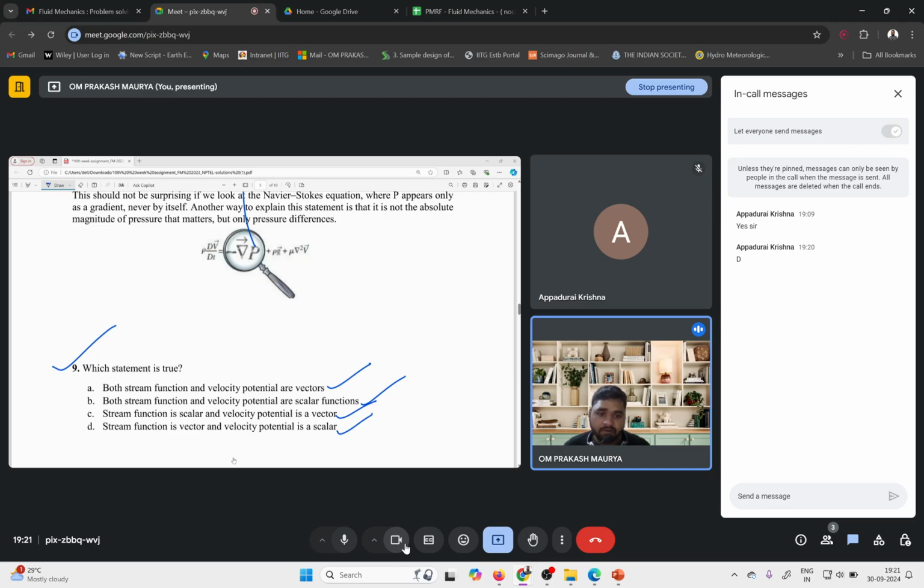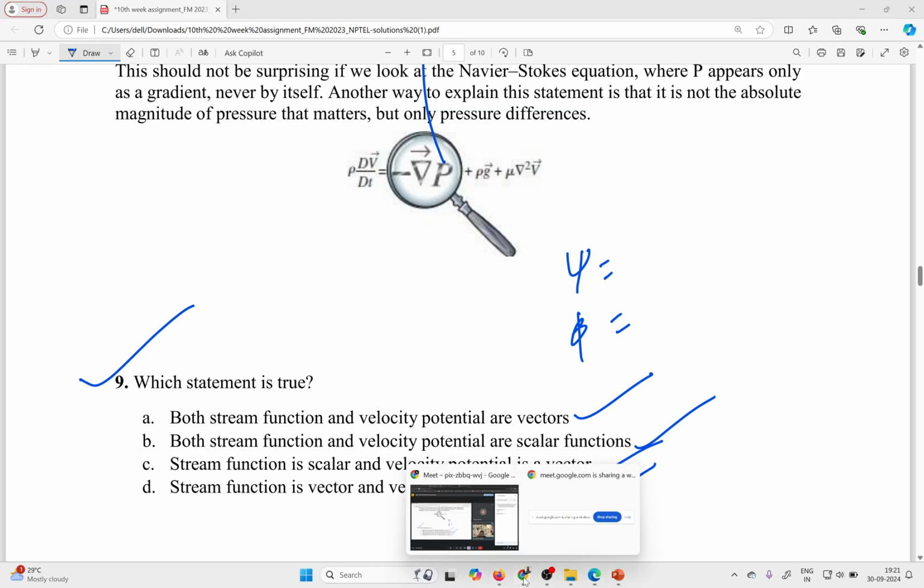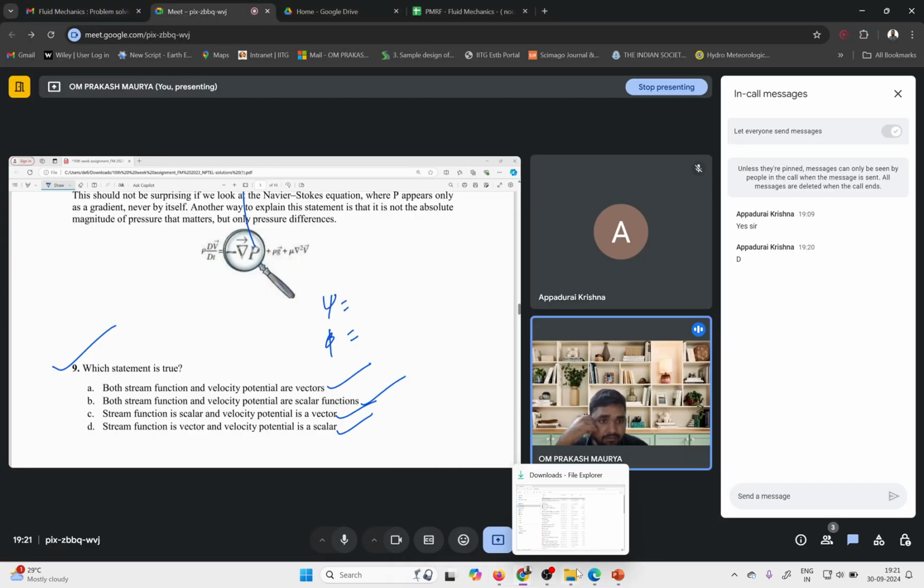Okay, you are telling the option number D is correct. The stream function is a vector and the velocity potential function is scalar. No. If you heard about the stream function, whatever the question, let me discuss first with whatever you have seen in the fluid mechanics the question. If you know phi and these things. Okay, so you are telling which option? Let me just see. Or D you are telling.